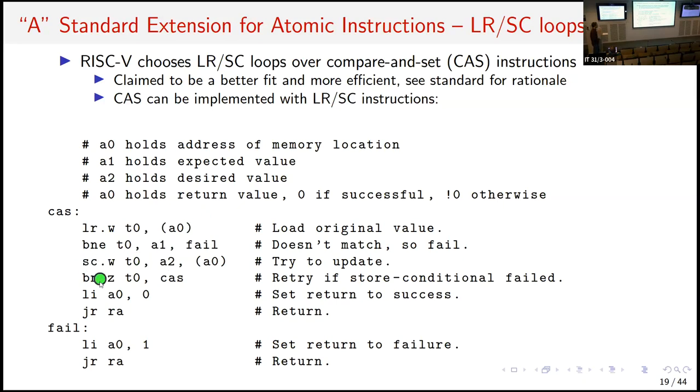If it is what you expect, then you conditionally store back the A2 value, the new desired value, to that memory location. This store conditional will only succeed if in the meantime no other hardware thread wrote to that same memory location. So what you get back in T0 is zero if it succeeded, and an error value in case something went wrong. Something going wrong can either mean that somebody else updated the value, or it is also permitted to fail for spurious reasons a couple of times. If it's not zero, then you jump back to the beginning and retry that loop again.